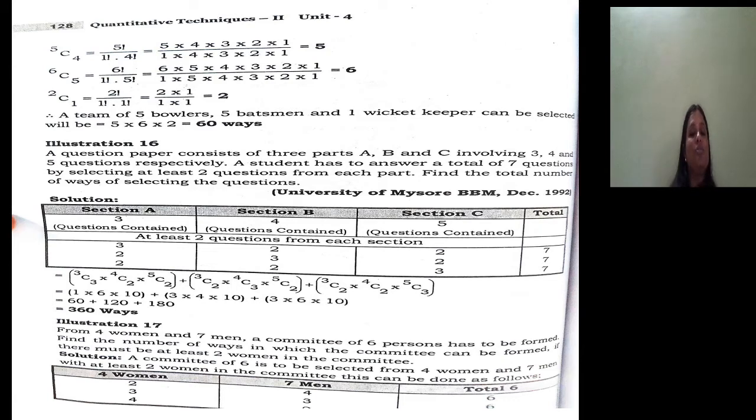5C4, so 5 factorial divided by 5 minus 4 factorial into 4 factorial. 6 factorial divided by 6 minus 5 factorial into 5 factorial. 2 factorial divided by 2 minus 1 factorial into 1 factorial. So the answer is 5, 6, 2. 5 into 6 into 2 is equal to 60 ways of selecting 5 bowlers, 5 batsmen and 1 wicket keeper. Just look at illustration 16.